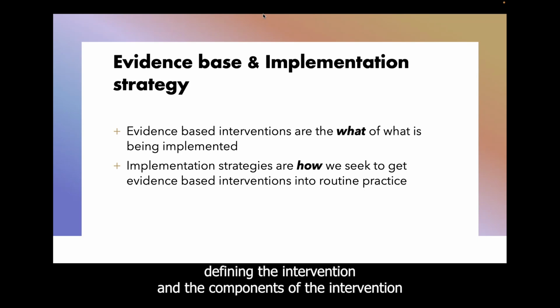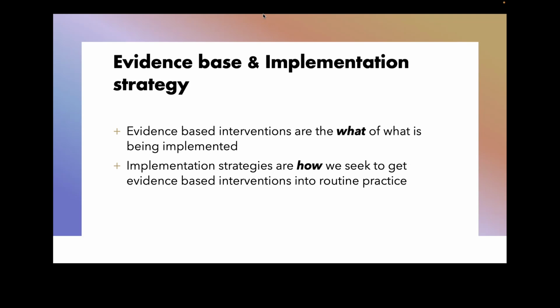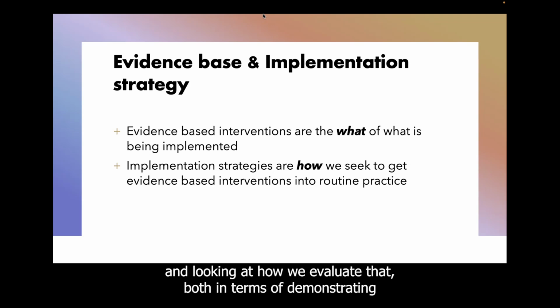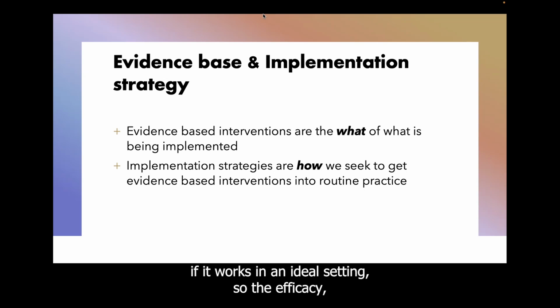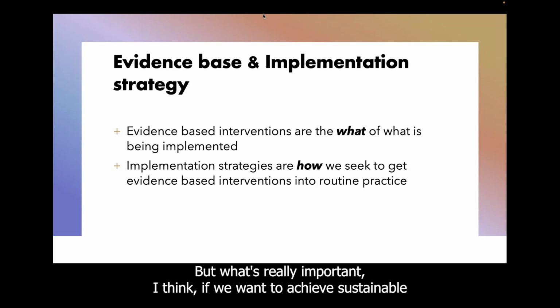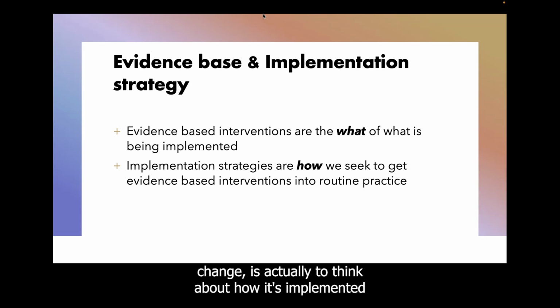So it's really about defining the intervention and the components of the intervention, and looking at how we evaluate that, both in terms of demonstrating if it works in an ideal setting, so the efficacy, whether it works in a real world setting, so the effectiveness. But what's really important, I think, if we want to achieve sustainable change, is actually to think about how it's implemented and what are the barriers to implementation. And that is really one of the areas that can influence policy.